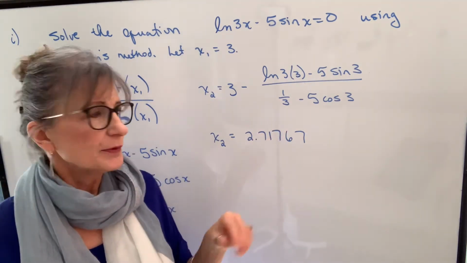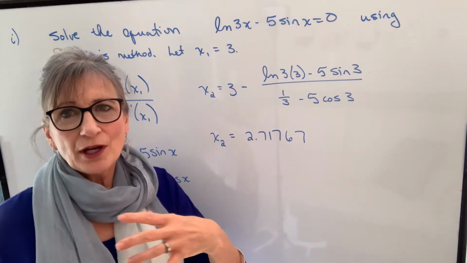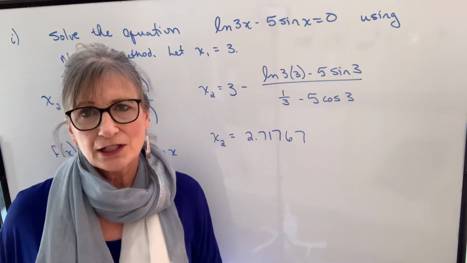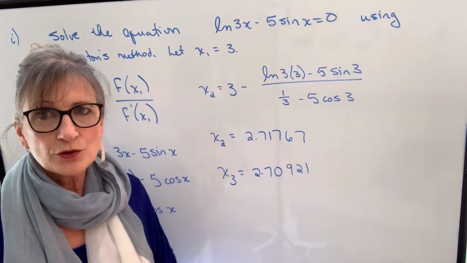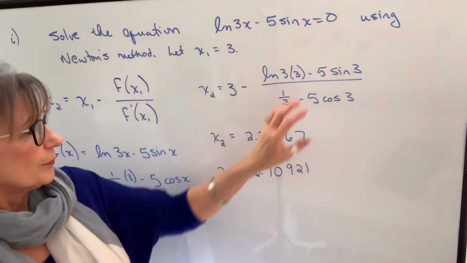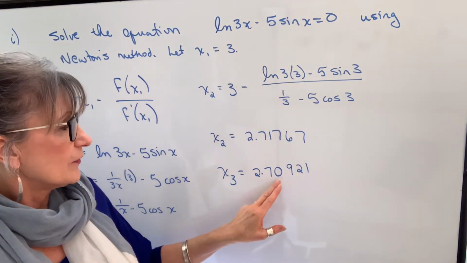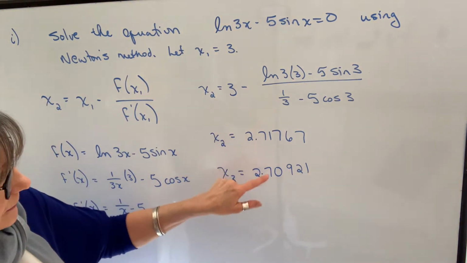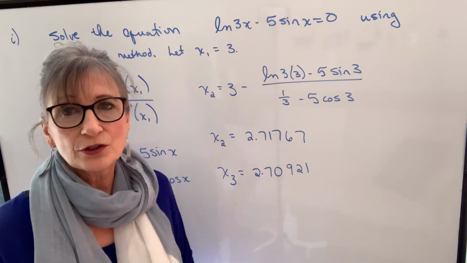accurate to 5 decimal places, which means I will write it down, round it off to 5 decimal places, but I'll use the value in my calculator when I want to do the calculation again. When I use x2, again, the value I've stored on my calculator, in this formula, my next approximation of the root will be 2.70921, rounded off to 5 decimal places. And you can see the difference is getting smaller, so it appears that we're converging to the correct root.